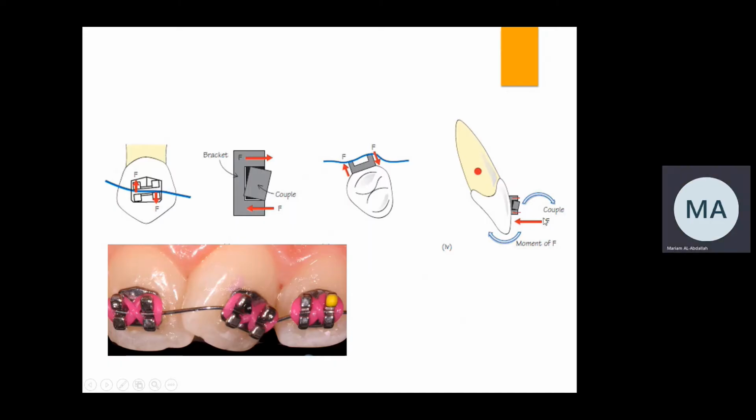So the force, this big force acting here, will produce a moment. These forces within the bracket system will produce a couple. So the rotational effect of the couple will be counteracted by the rotational effect of the moment, and we will end up having bodily movement.